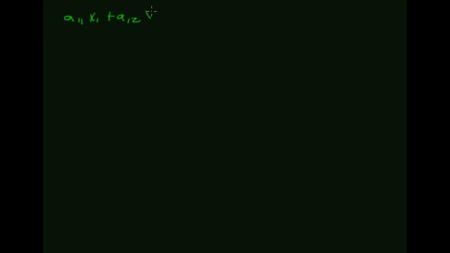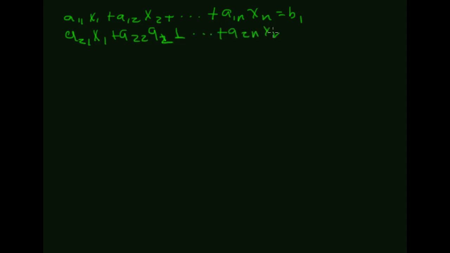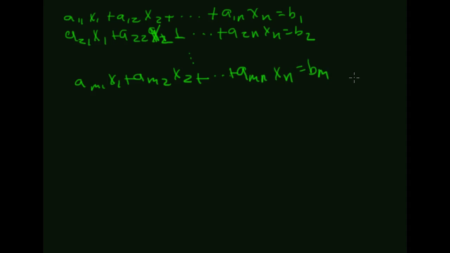a11 x1 plus a12 x2 out to a1n xn is equal to b1, a21 x1 plus a22 x2 plus a2n xn is equal to b2, and then we keep this going and we go to am1 x1 plus am2 x2, that should be an x2, plus amn xn equals bm. Okay, so there's my system of m equations with n variables.